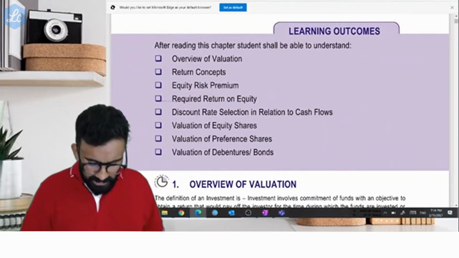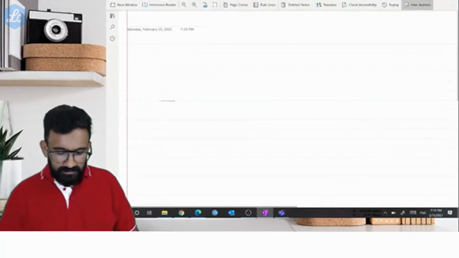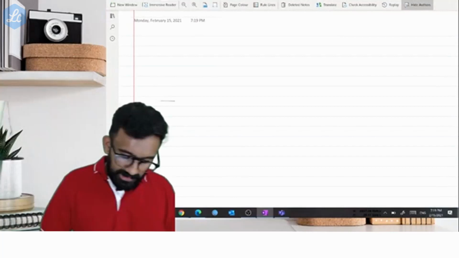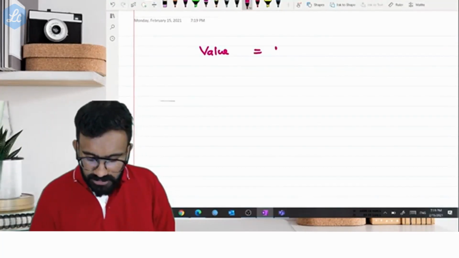Okay, so let me start with a question so that we can take it on from there. I'm going to make a statement. You have to vouch for this and then tell me whether my statement is correct or not. First one: value is equal to price.